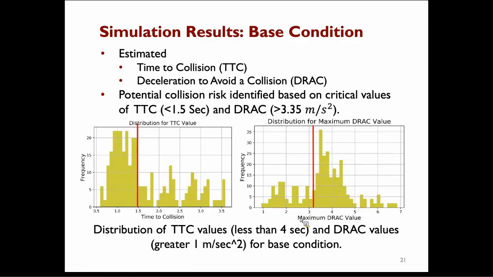And if you look at the two graphs, we plotted the distribution of those values, and we find that there is a significant number of collision risks. And we are saying that this is potential collision risk because in simulation we cannot find actual collisions. So this is more like the risk of a collision, a potential collision.